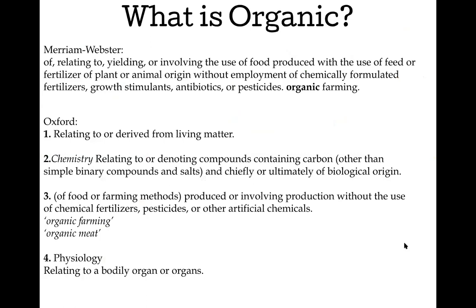And in fact, if you look at the Merriam-Webster definition, it says organic is of, relating to, yielding, or involving the use of food produced with the use of feed or fertilizer of plant or animal origin without employment of chemically formulated fertilizers, growth stimulants, antibiotics, or pesticides. Organic farming, right? So the ultimate dictionary just applies organic to this common form that we think about with farming.